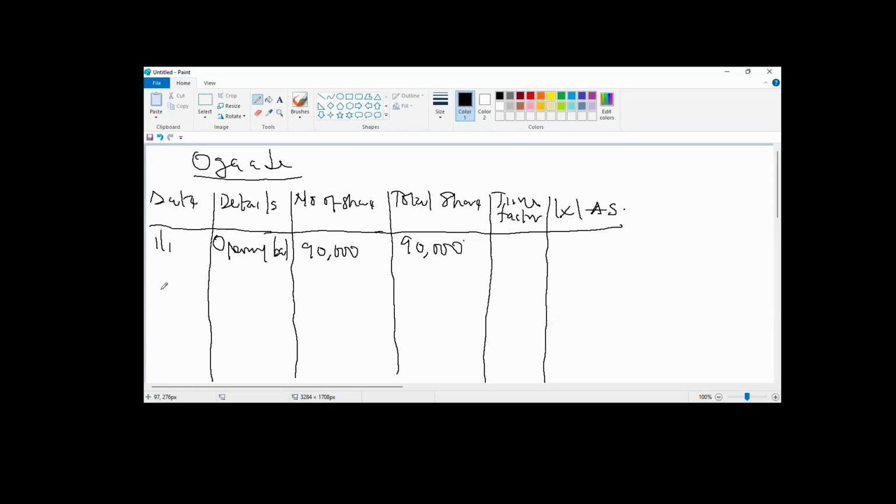What happened next? On 1st of April, what happened? Issue of 30,000 shares for cash. There is nothing concerning you with the value. In this place, we are only interested in the number. 30,000 shares was issued. That is the fresh issue. Don't forget, they call it fresh issue or issue at market price. 30,000 plus the 90,000 to get the cumulative, which is 120,000.